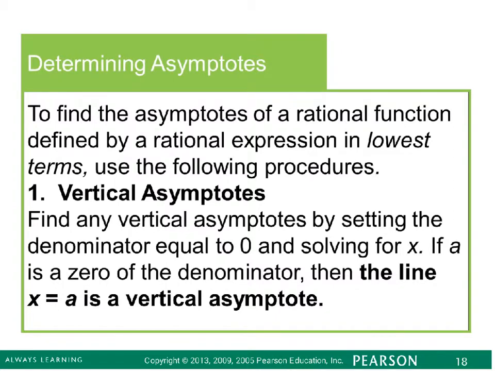So, looking at your function, to determine how you find a vertical asymptote: a vertical asymptote is at the discontinuities where the denominator is equal to 0. So you're going to find those spots where x makes your denominator equal to 0. To do that, set your denominator equal to 0 and solve for your x values. Those x values that you find are your vertical asymptotes. And we'll look at some examples in a bit on how to do that.